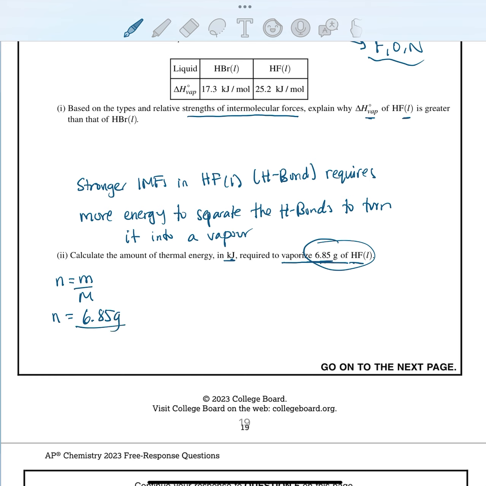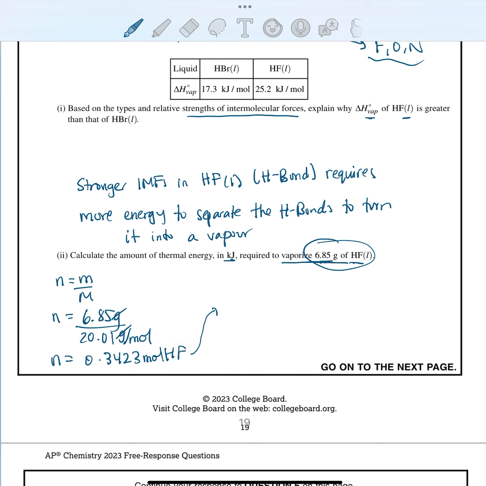Now I'm going to use my data table. Molar mass for HF is 20.01 grams per mole. Grams cancels out. So I have a mole value here, 0.3423. Okay, now, so this is moles of HF.